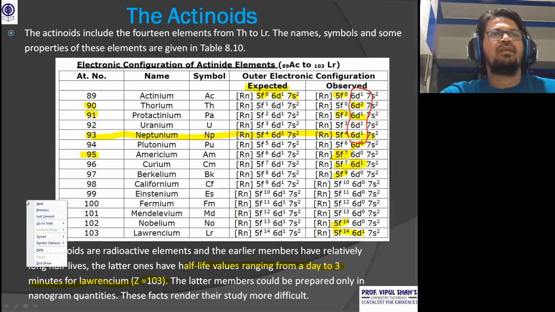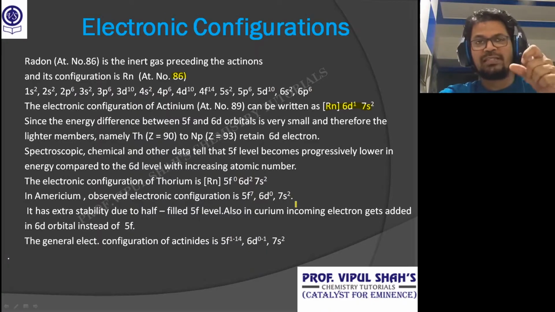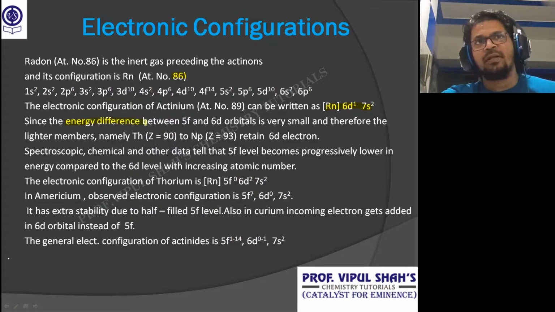Then the next part, the electronic configuration, which I discussed quickly. The nearest inert gas is radon, atomic number 86. Just have a look at the slide please. We don't write the whole configuration of 1s2, 2s2 till 6p6, that's radon. So actinium 89 is straight away written as radon 6d1 7s2. Now the exceptional configurations, why they exist, this line is important. The energy difference between 5f and 6d is very small, and therefore the lighter members, thorium to neptunium, retain the 6d electron.